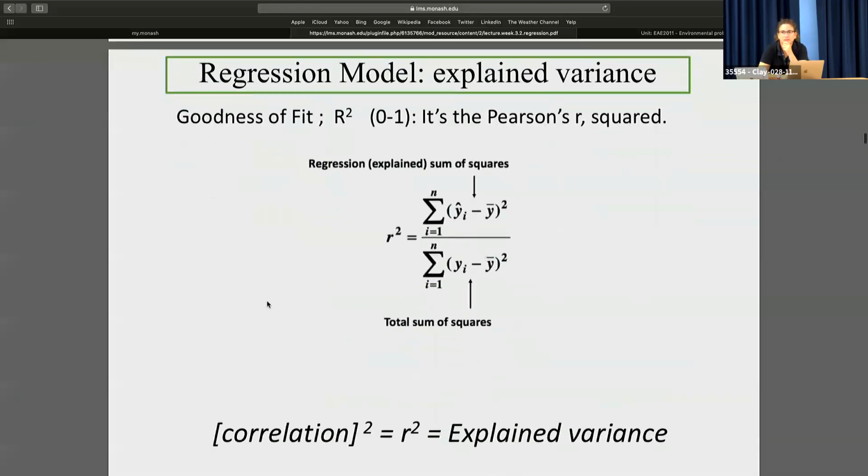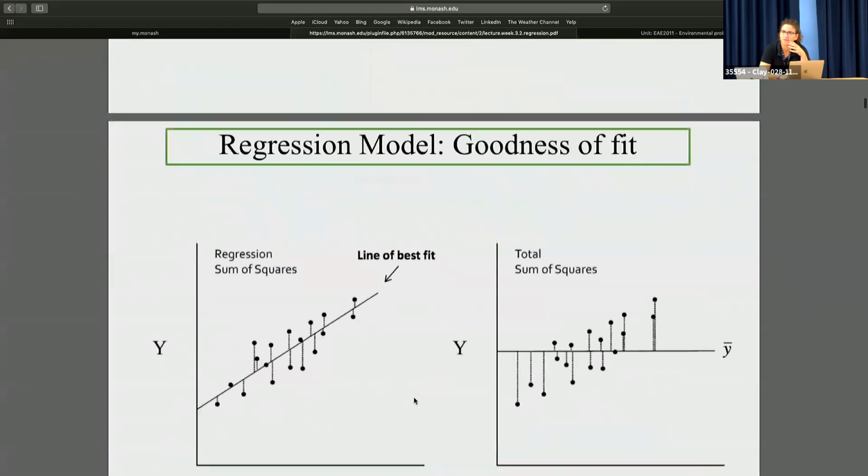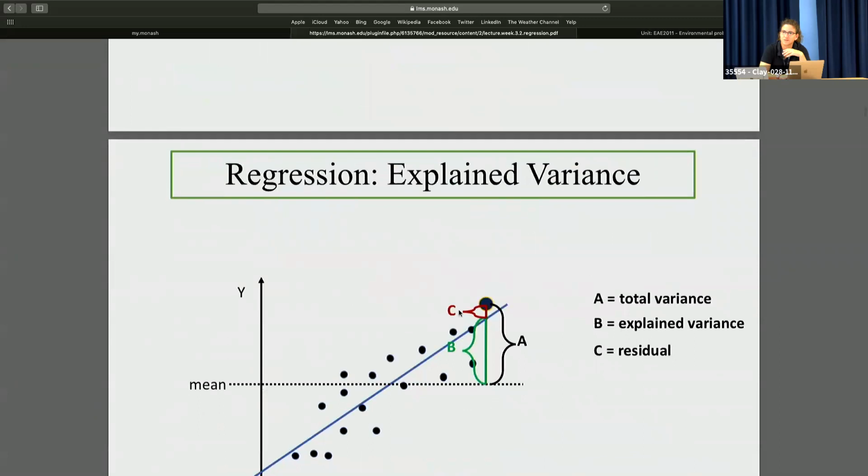So what it is is the correlation squared, the R squared, or what we called the explained variance. Okay, so the higher it is, the more of that variance is explained by our model. The lower it is, the more of the variance is explained by this stuff, the residual. Okay?